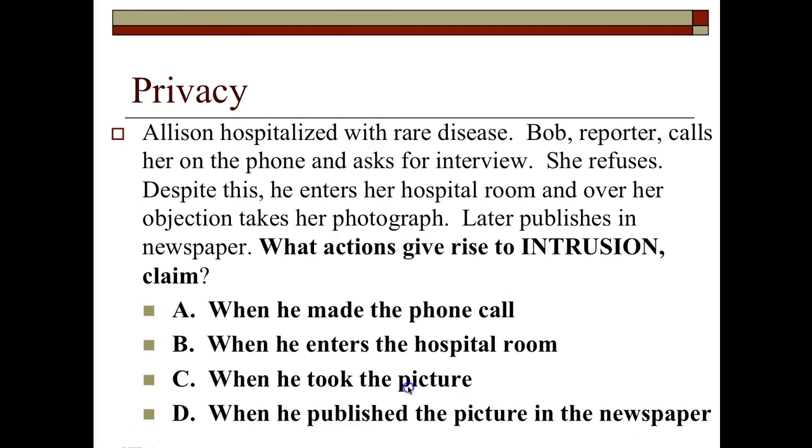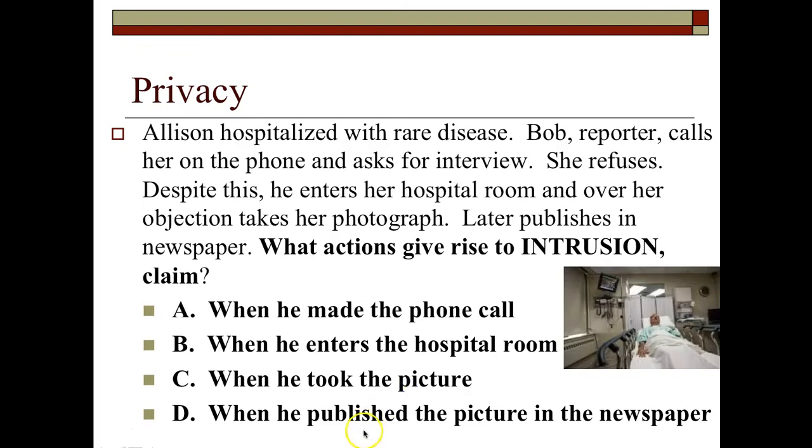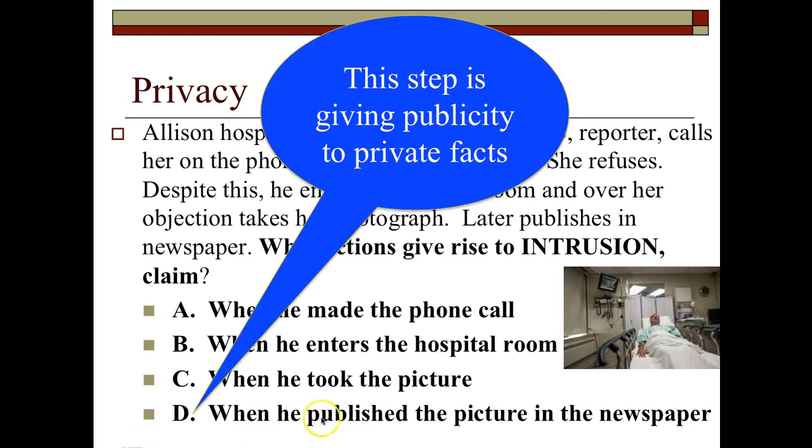Remember our example about Alison in the hospital? Now you should realize that when the defendant reporter publishes the picture he took in the newspaper, this is the publicity. You'd have a claim for giving publicity to private facts.